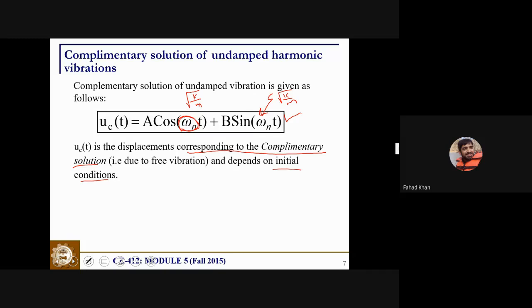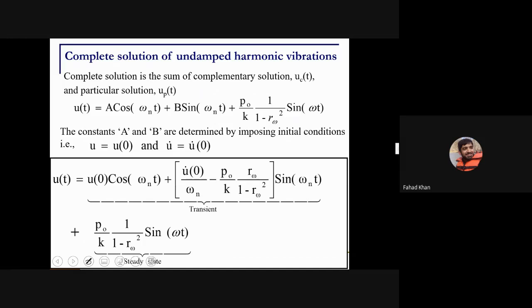Now, what will be the total solution? As we might have judged, your total solution will be equal to the complementary solution plus the particular solution. So you need to add these two, and this is because of the law of superposition. Since the system is elastic, you can just add these two quantities together. So when you do that, you will get the total solution, which is going to be equal to A cos omega n t plus B sine omega n t. Again, this is our transient solution, and then this is p naught by k, 1 divided by 1 minus R omega squared, into sine omega t, and this part is because of the external force P naught sine omega t.